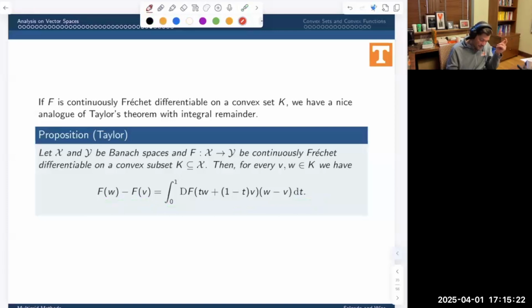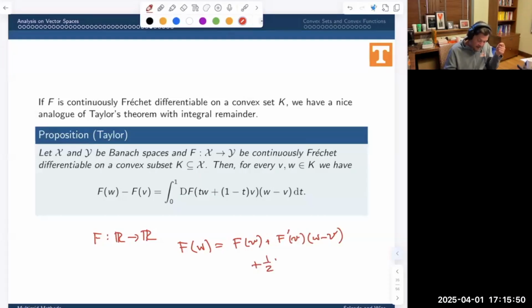And this is the usual thing. So let's just suppose that we have the usual setting, f from R to R. Then this is going to be written like this. F of W equals F of V, right? So V is the expansion point, plus the derivative of F at V times W minus V, plus 1/2 F double prime. Let's just differentiate as many times as we want here.